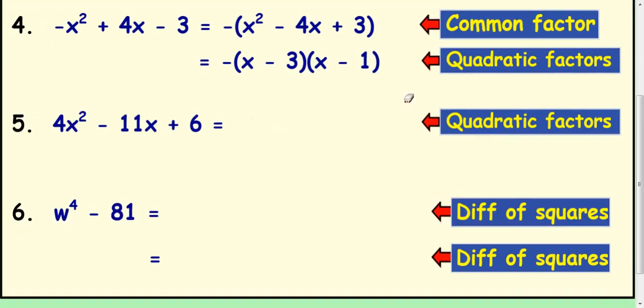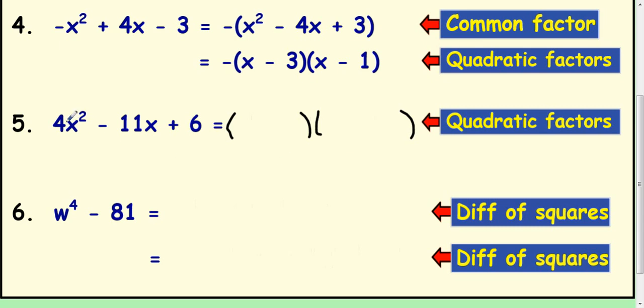Okay, question 5. Right, first thing I want to do is check for a common factor as usual. Now there's nothing that divides into 4 or 11 or 6. So what we have to do here is go for our double brackets straight away. It's not a difference of 2 squares because there's 3 terms, so we're going for this.